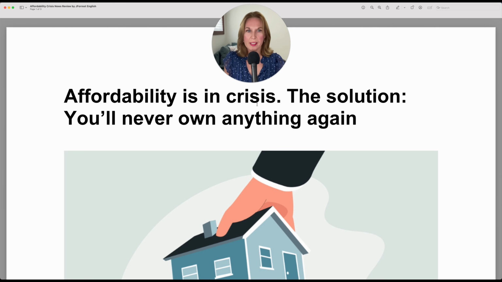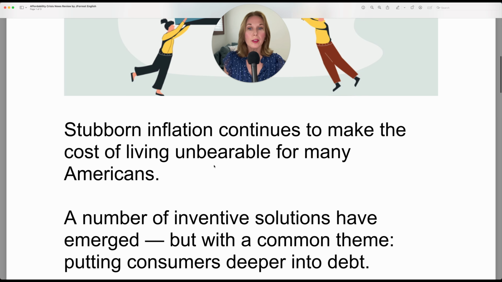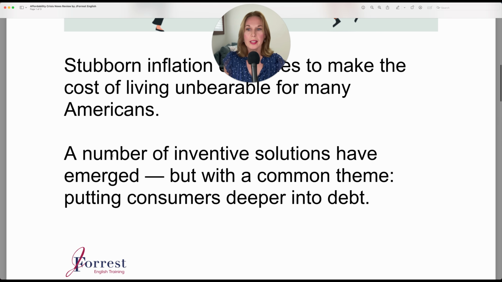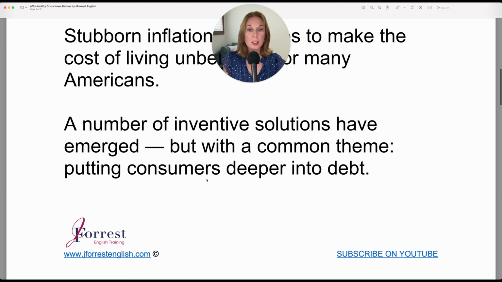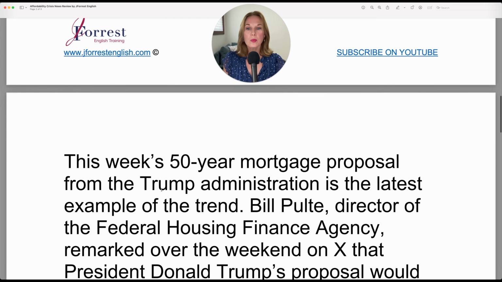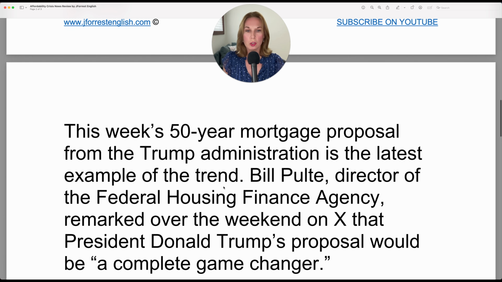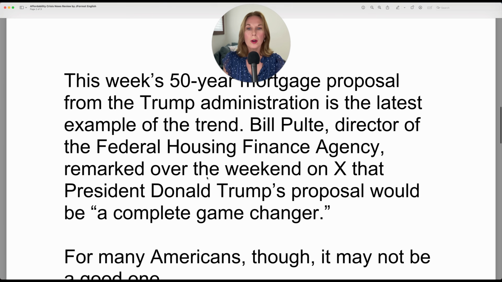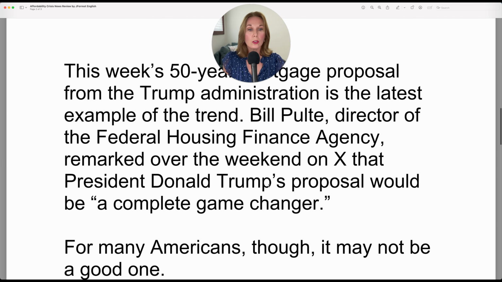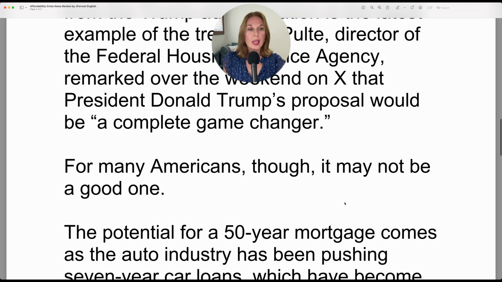Affordability is in crisis. The solution, you'll never own anything again. Stubborn inflation continues to make the cost of living unbearable for many Americans. A number of inventive solutions have emerged, but with a common theme, putting consumers deeper into debt. This week's 50-year mortgage proposal from the Trump administration is the latest example of the trend. Bill Pulte, director of the Federal Housing Finance Agency, remarked over the weekend on X that President Donald Trump's proposal would be a complete game changer. For many Americans, though, it may not be a good one.